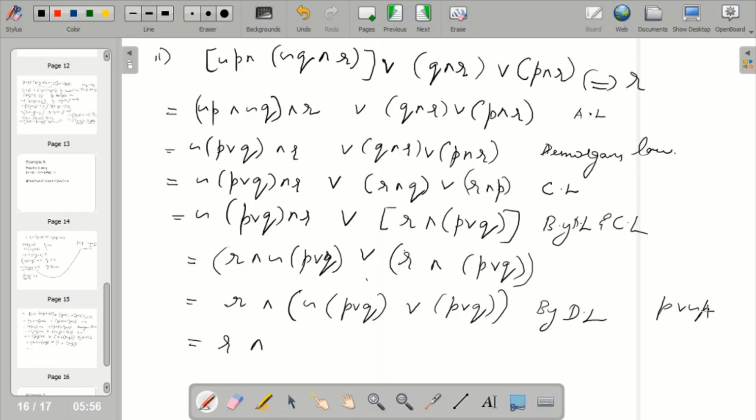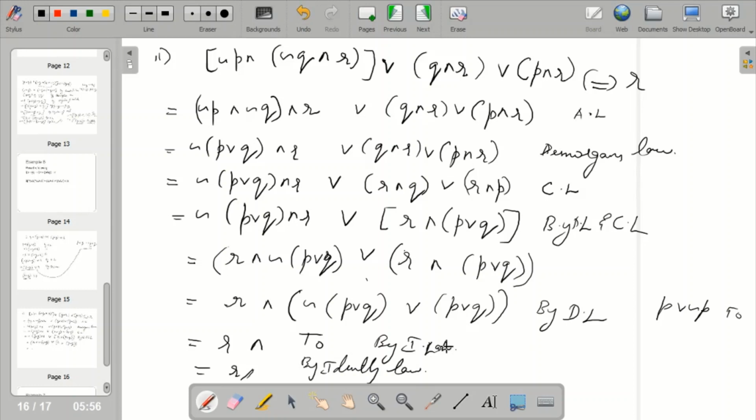P or negation P is always true. So R and T, you got, that is by inverse law. But by identity law you can get it just as R, by identity law. So this is how we are going to solve by identity law.